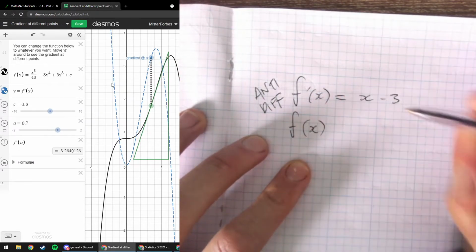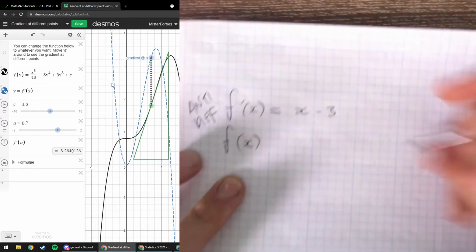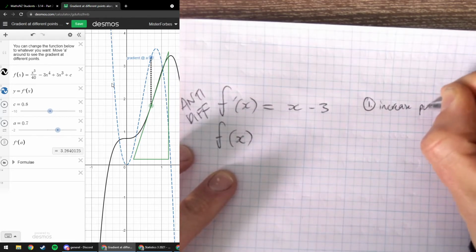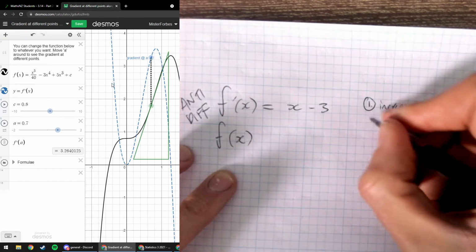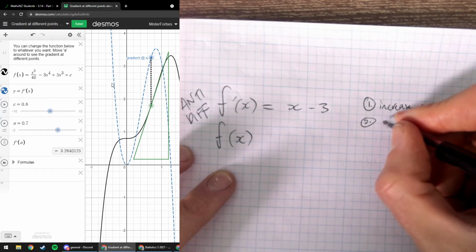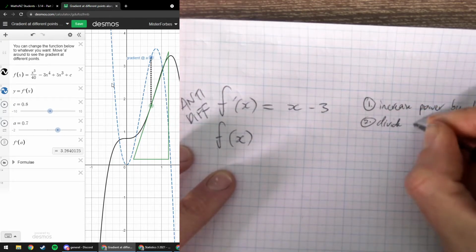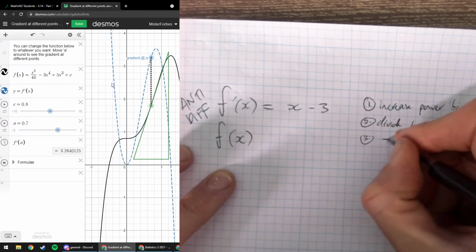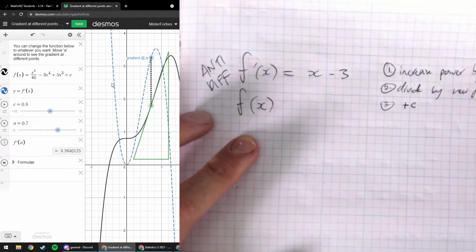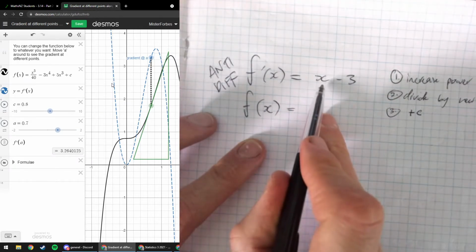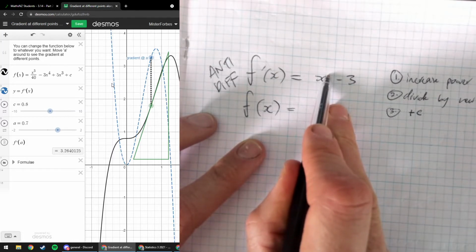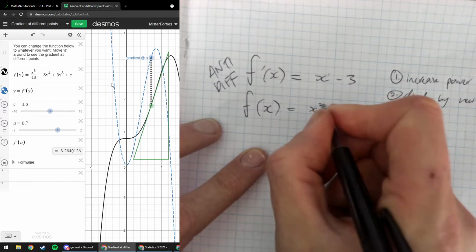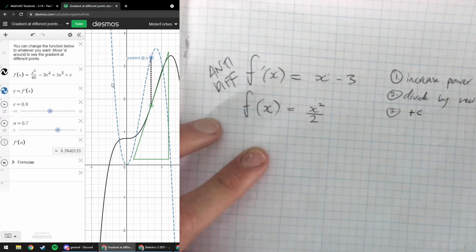So f of x, all we do, the steps are, what was it again? Number 1, we increase the power by 1. Number 2, we divide by the new power. And in fact, I'm going to add a third step, plus c. Very important. Okay. So f of x, we've got here x, so that's the same as x to the power of 1, right? So we're going to increase the power by 1, so it's going to be x to the power 2, and then we're going to divide by that new power, divided by 2.